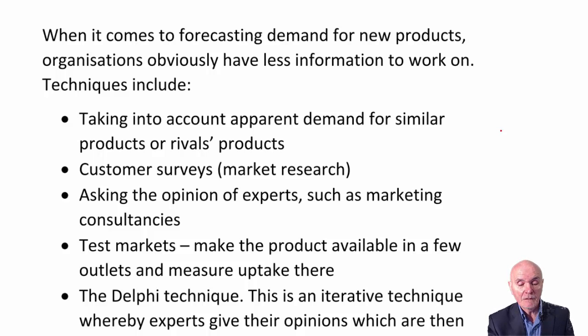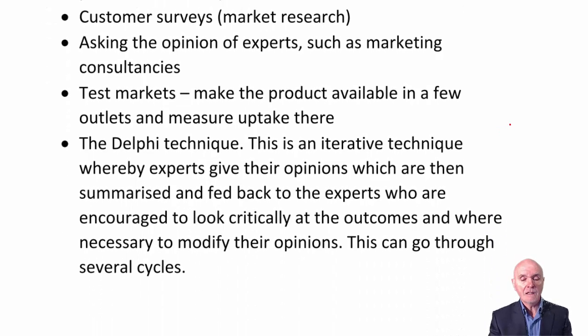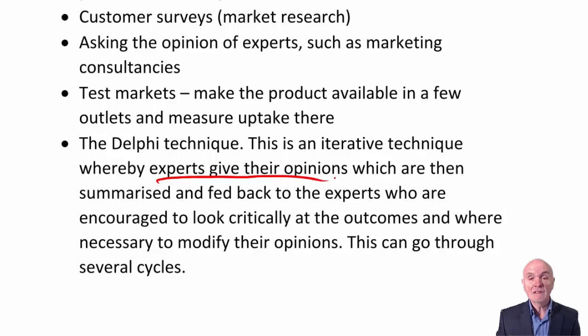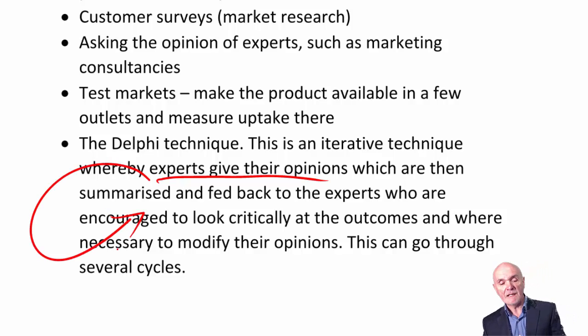And then there is something called the Delphi technique. This is where experts give their opinion. So one might say, I think sales are going to be 1,200, somebody else might say 1,000, somebody else might say 1,100. And then what you do is you feed them back and you say, well, the consensus seems to be that sales are going to be about 1,050. What do you think about that?